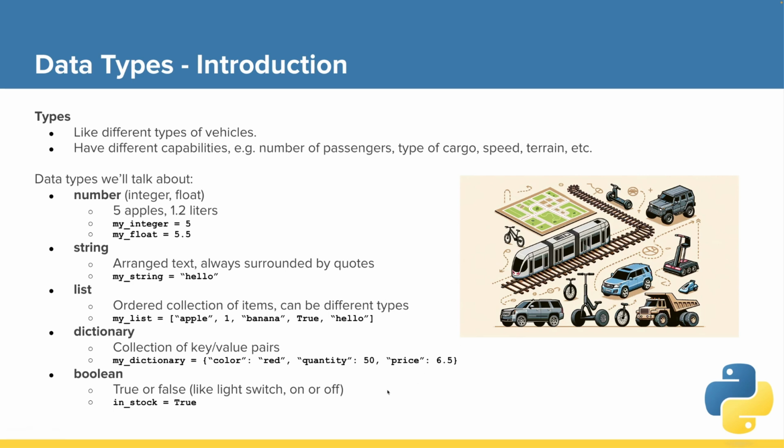And we also have a Boolean. This is the last data type we'll spend time with early on in the course. And that, as I mentioned, is true or false, like a light switch on or off. Or if we had a variable in stock is true for our store, for example.